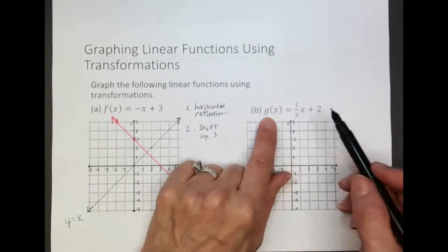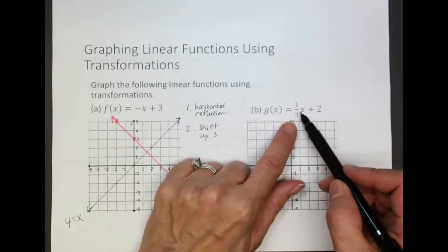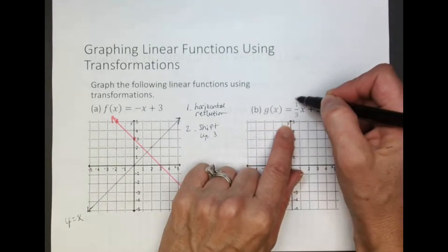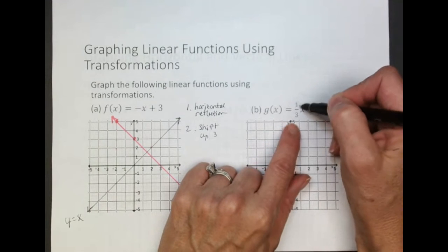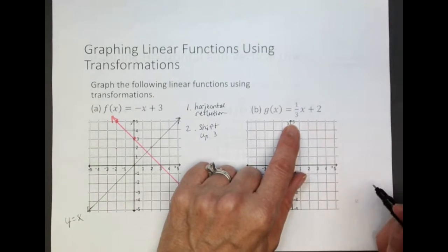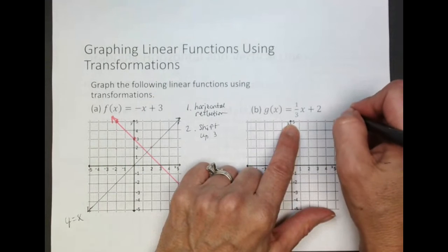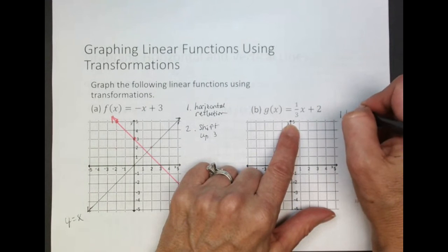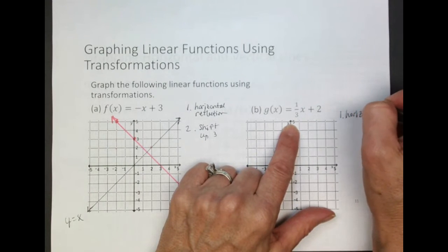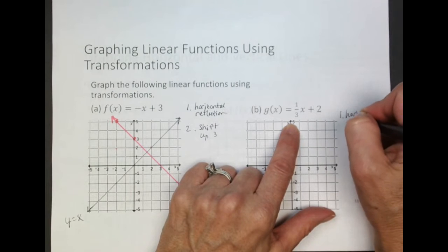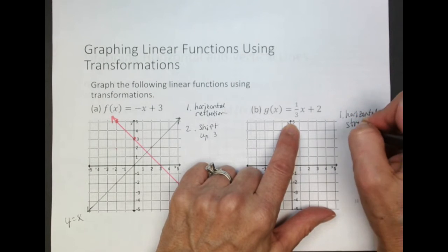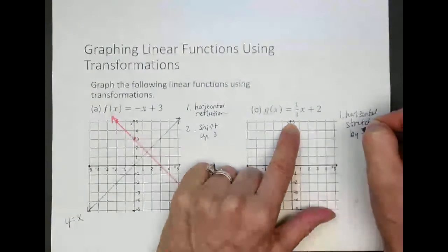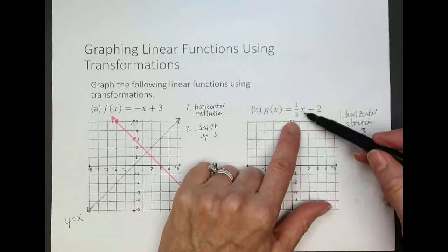All right, look at g of x. What's happening here? 2 transformations again. It looks like, look at this, the x is being multiplied by 1/3. So what do I have there? First of all, I have a horizontal stretch by 3. Just to review, why is that a horizontal stretch by 3?